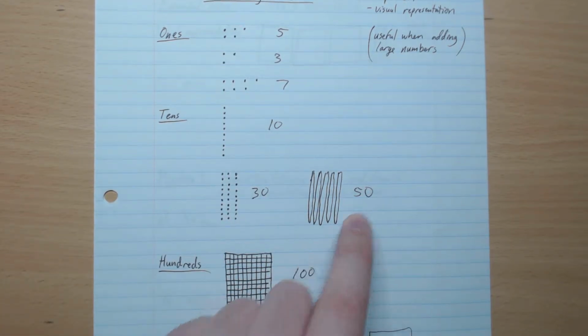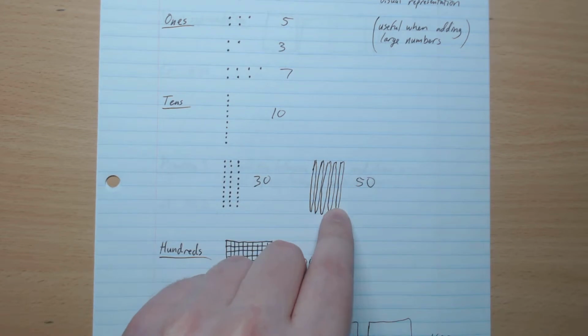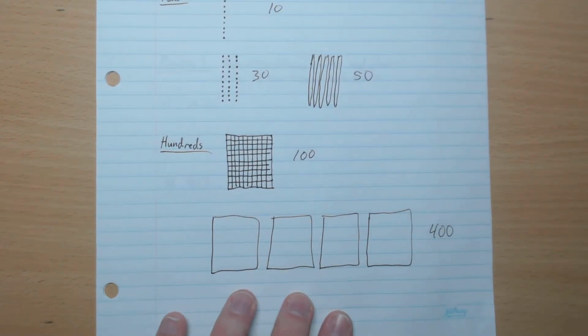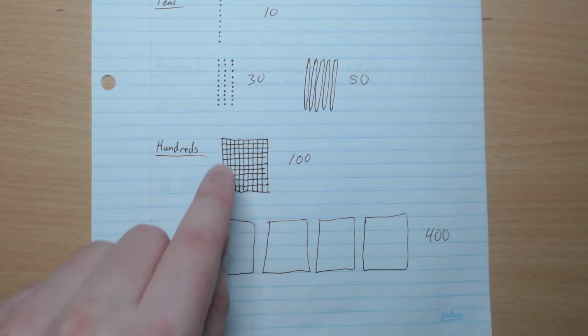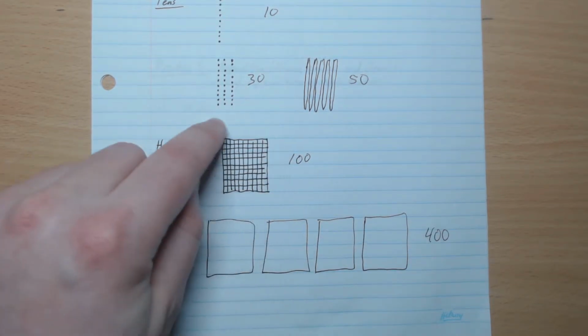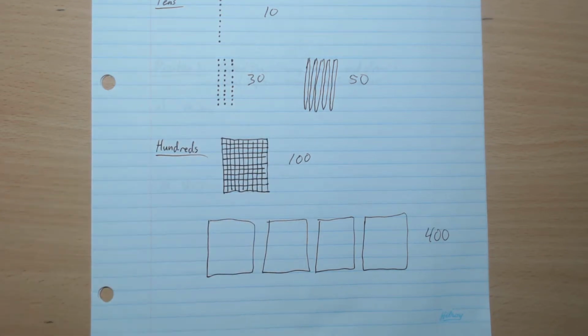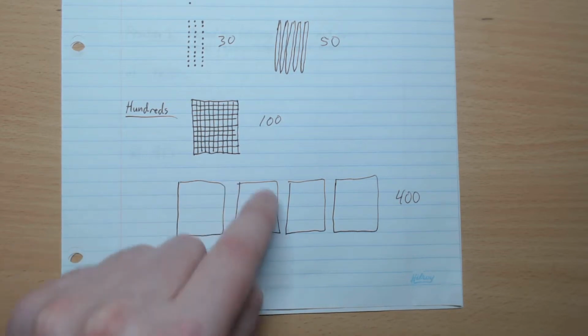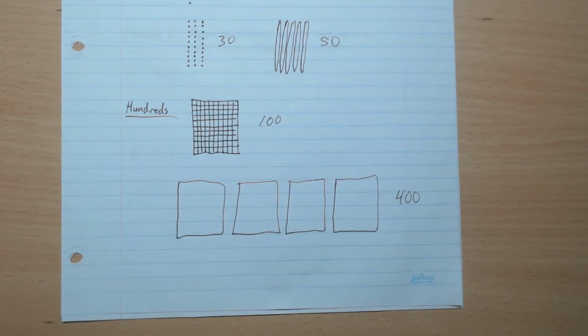And so here for 50, we're going to say, okay, I have 1, 2, 3, 4, 5 ten units, like that. And for hundreds, instead of 100 dots, we can think of it as 10 of these tens put together as one 100 unit. And so here, 400, we can think of it as 4 100 units, like that.